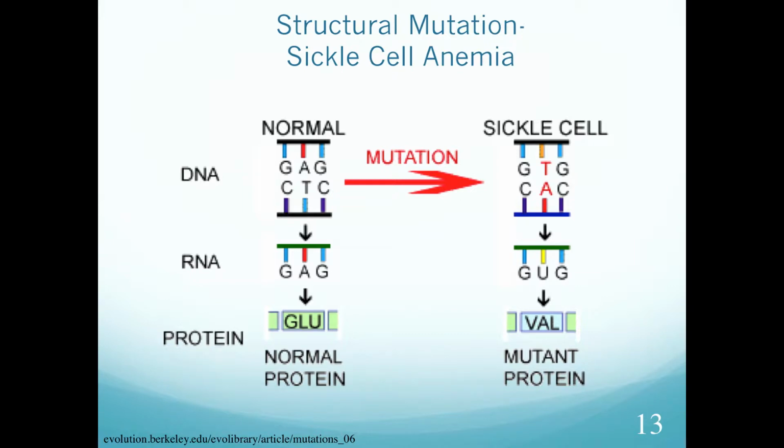An example of a structural mutation is the classic example of sickle cell anemia. So we have a basic change from an A to a T. So the RNA that's built from this sequence is GAG, which translates to glutamate in a normal hemoglobin molecule. In the sickle cell variant, we have GUG, which translates to valine.